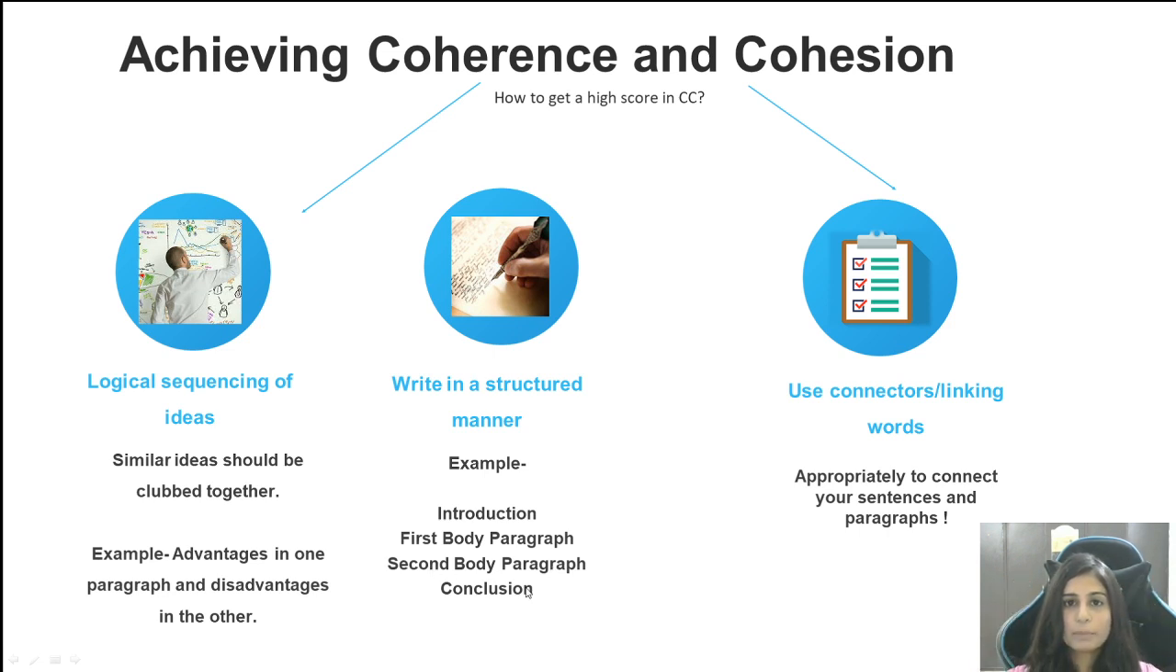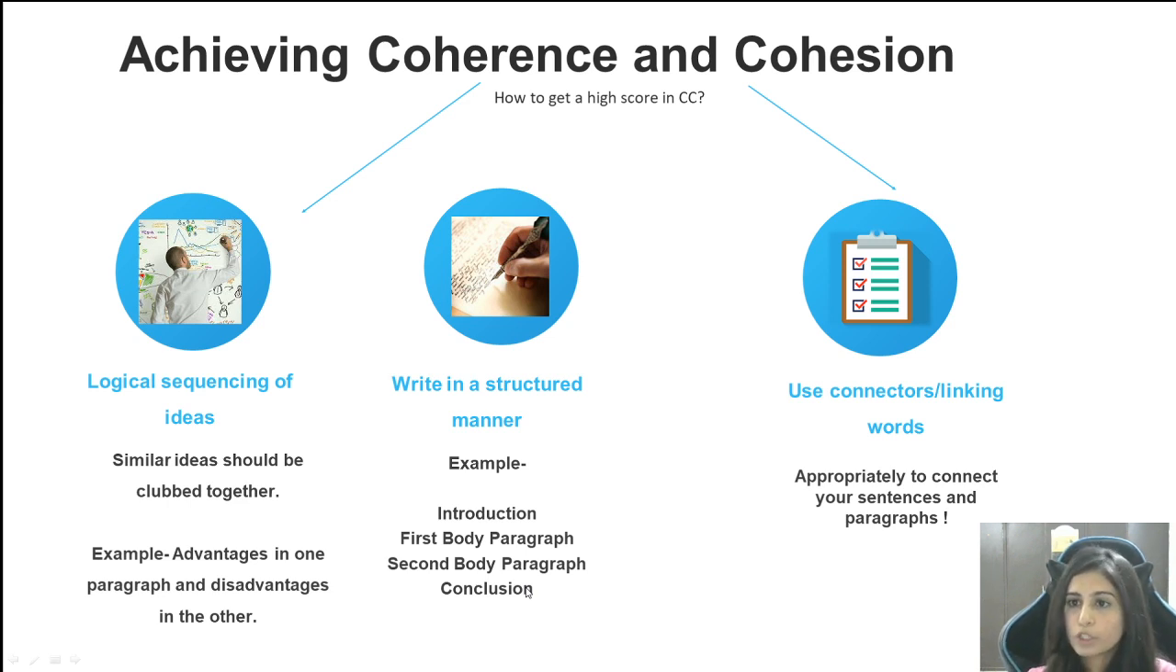So if you streamline your writing and write in this way, you'll be basically in a position to have a well structured essay with well sequenced ideas that are relevant. Okay, so far this is what you have to focus on to get a better score in your coherence part.